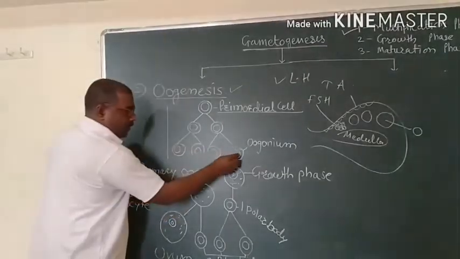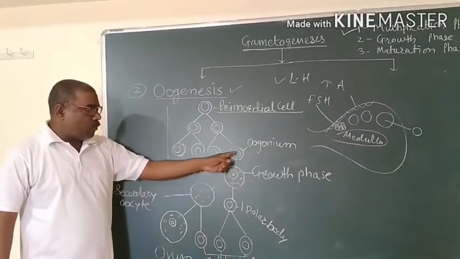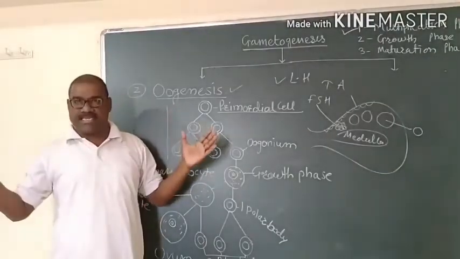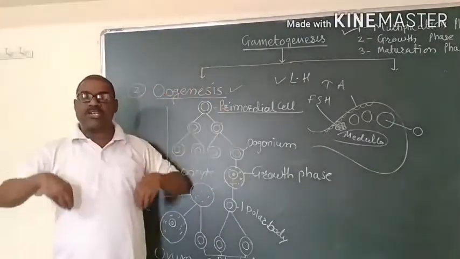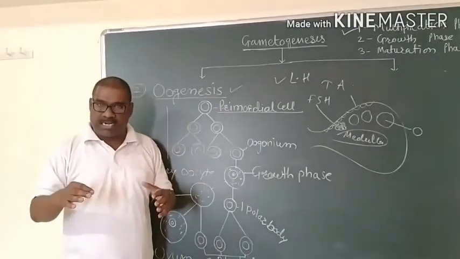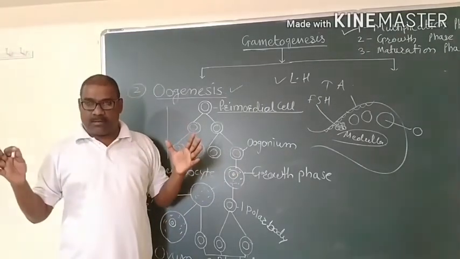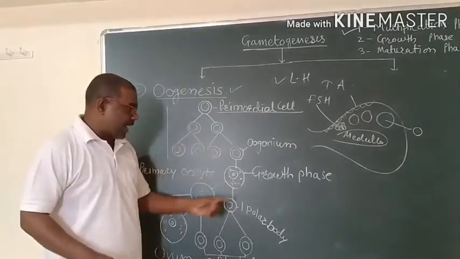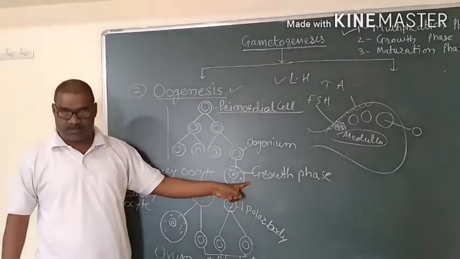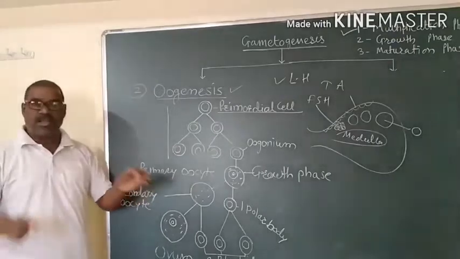Here, out of these four oogonia, we see one oogonium start to develop and grow in size due to the accumulation of food. त्याच्यामध्ये खूप अन्न साठेल. अन्न साठल्यामुळं या ओगोनियाचं आकार वाढेल, grow in size. Hence called the second phase, growth phase. This growth phase is also called the primary oocyte.